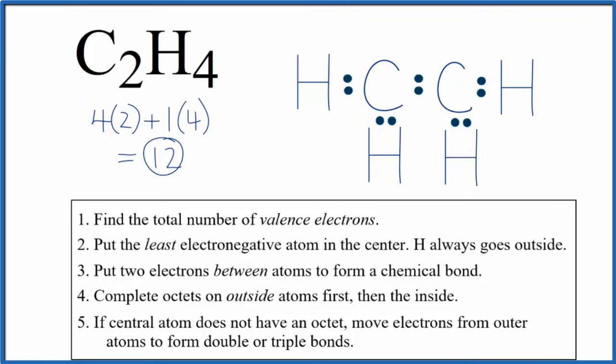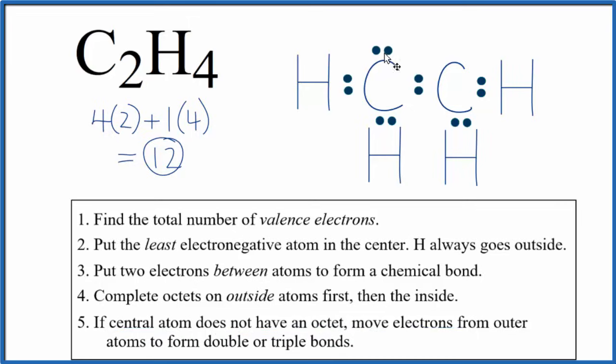Let's complete the octets on the carbon. And actually, we've run out of valence electrons. This carbon has an octet, but this carbon only has 6. So what we can do, if the central atom doesn't have an octet, we can move some of the electrons from the other atoms. We can form double or triple bonds.